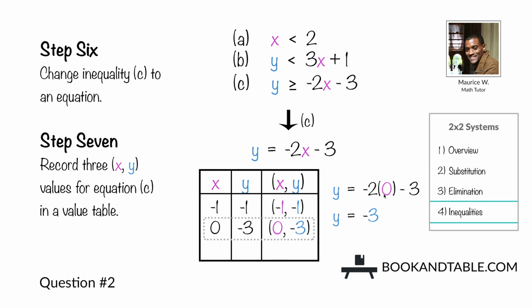When x is 0, y is equal to negative 2 times 0, which is 0. 0 minus 3 is equal to negative 3. So when x is 0, y is negative 3.